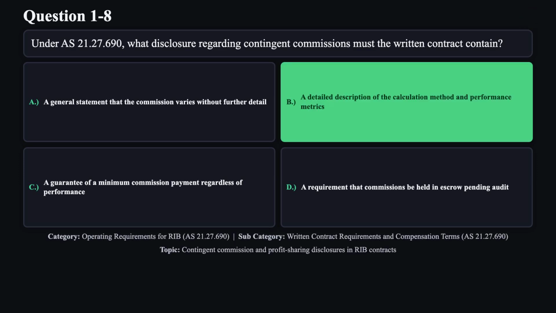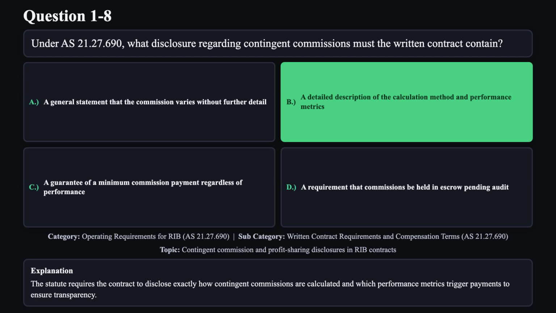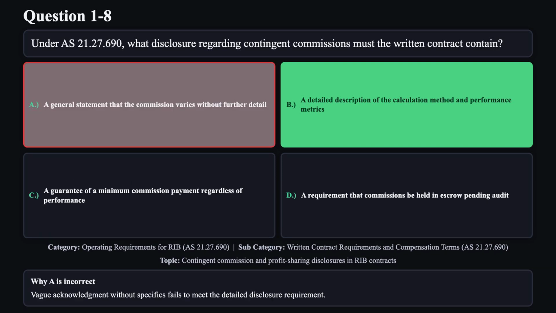The correct answer is B. The statute requires the contract to disclose exactly how contingent commissions are calculated and which performance metrics trigger payments to ensure transparency. Reason A is not correct. Vague acknowledgement without specifics fails to meet the detailed disclosure requirement.